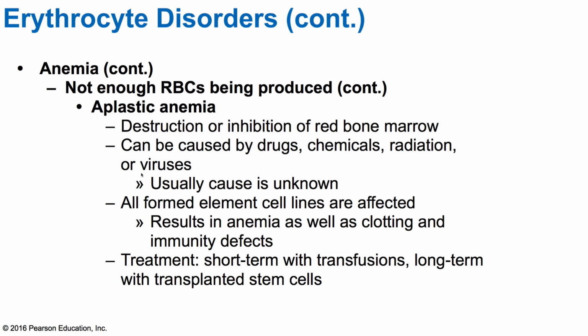The last condition that they have listed for not enough red blood cells being produced is aplastic anemia. In aplastic anemia, the red bone marrow is either being destroyed or inhibited by drugs, chemicals, radiation, or viruses, but usually the cause is unknown. Now, not only are the red blood cells being affected, but all the formed elements are, because in the red bone marrow, not only are red blood cells produced, but white blood cells and platelets. So not only do we see anemia, but we also see clotting and immunity defects as well. So how is this treated? Short term is with transfusions. Long term requires transplantations of stem cells.